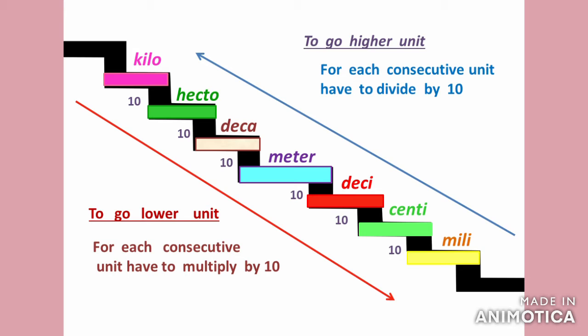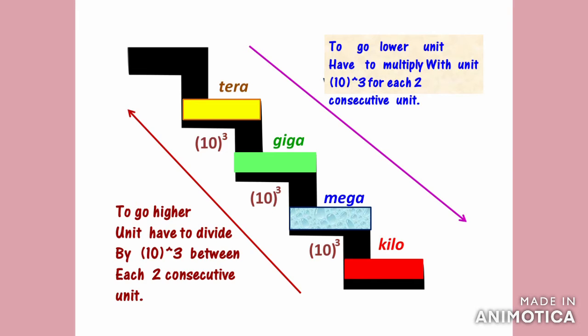Just like that, we can convert any unit to another unit, higher or lower. Every time we will work with 10, but to go to a higher unit we have to divide by 10, and to go to a lower unit we have to multiply. When we want to go to a higher unit from kilo, then one by one we will get mega, giga, tera.